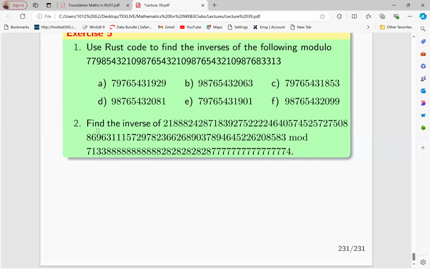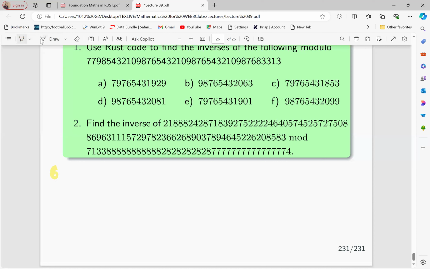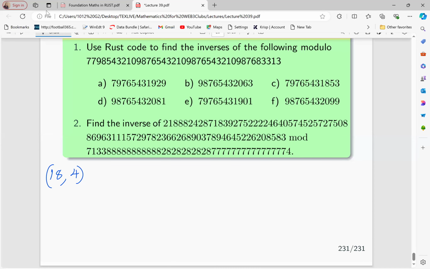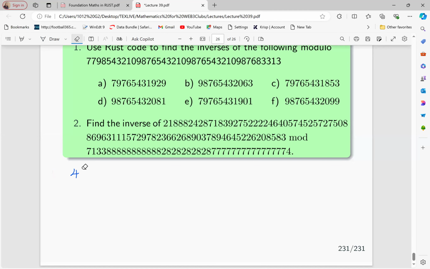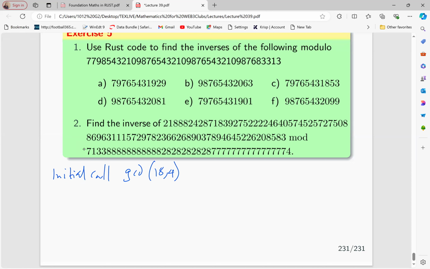So supposing I want a GCD of, let me say, the GCD of 18 and 4. This is the GCD that I want. Is that okay? Of course, you know what that GCD is. To get the GCD, there'll be an initial call. The initial call is for the GCD of 18 and 4. Is that okay? That's what we want. So this is what you input in the main function.